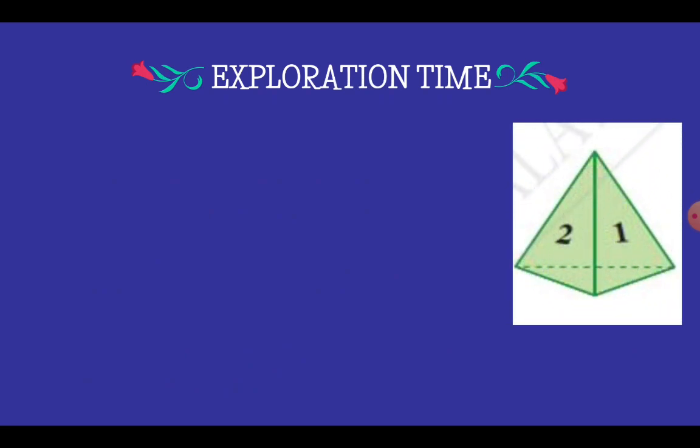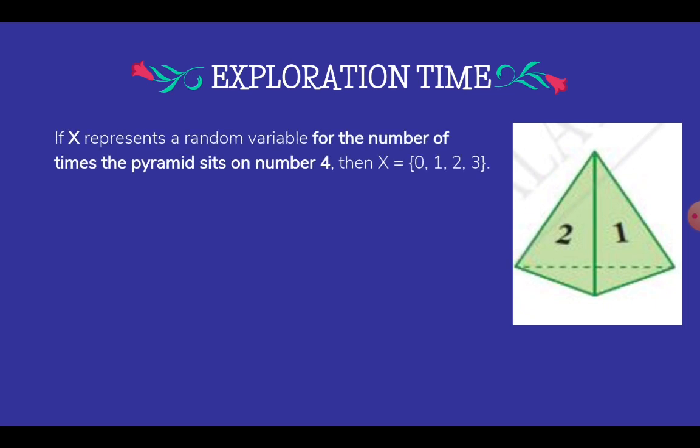First of all, we need to define X. What is our X? X represents a random variable for the number of times the pyramid sits on number 4. So basically, X is the number of times the pyramid sits on number 4. So, what does X equals 0 mean? What does X equals 1 mean? X equals 2? X equals 3?